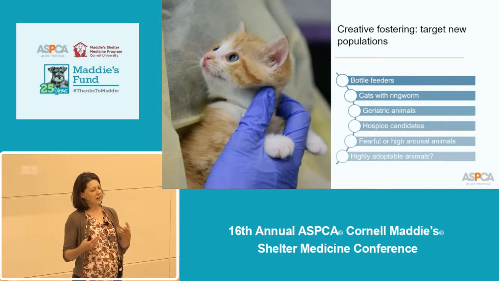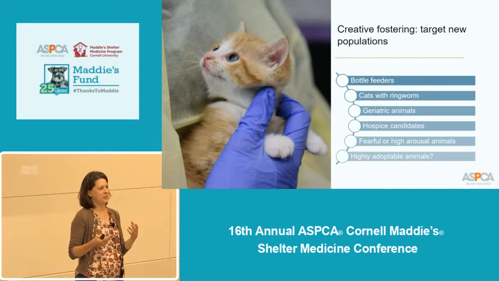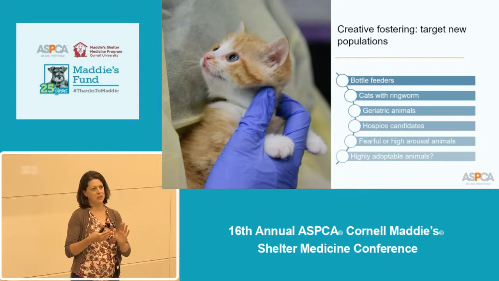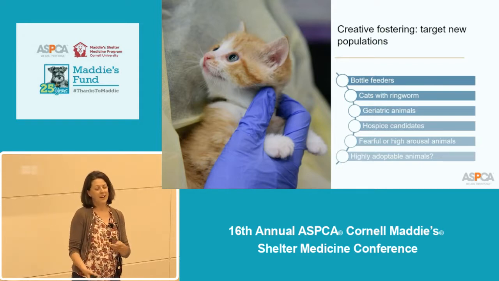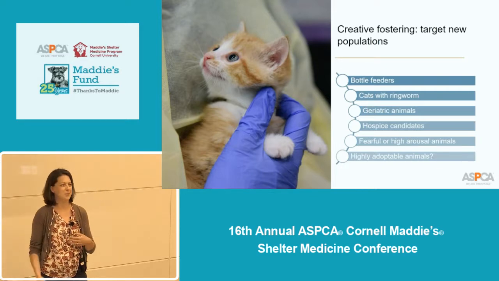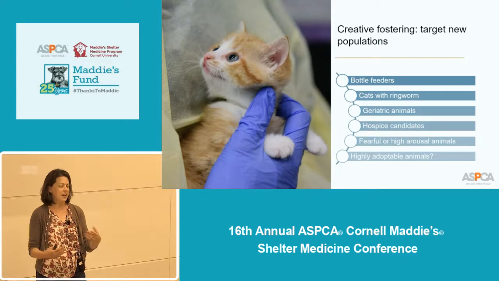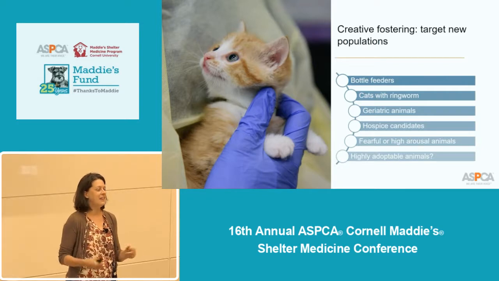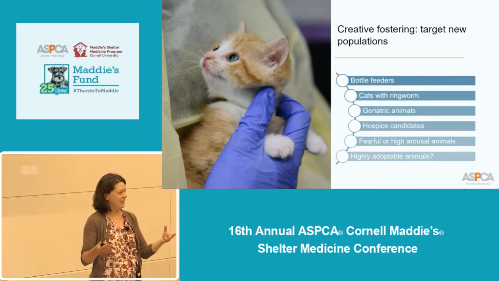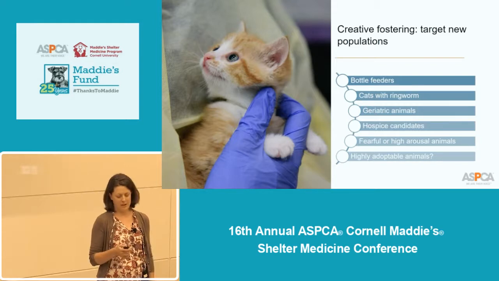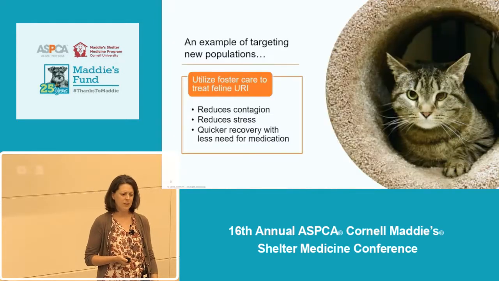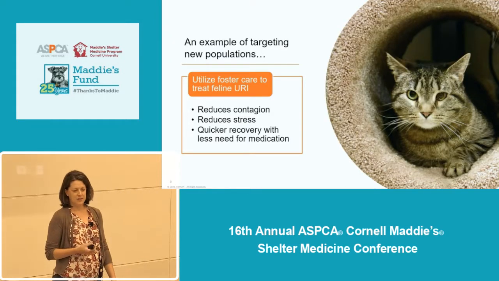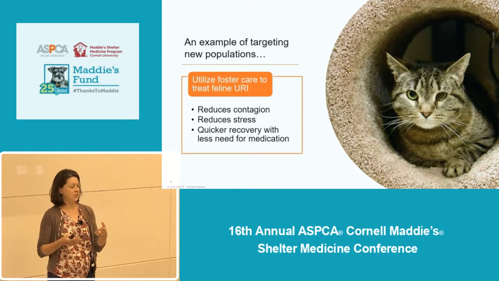And then the last new target population, and again, we'll come back to this a little bit when we talk about foster duration or foster location, is highly adoptable animals. And using animals as ambassadors out there, or giving animals a break from the shelter that are not necessarily animals that we would think of as needing foster care, but that basic tenet that any animal benefits from foster care, and there are side benefits to getting our animals that we want to showcase out into the world. So one example that I wanted to delve into just briefly of targeting a new population, and this may or may not be new.